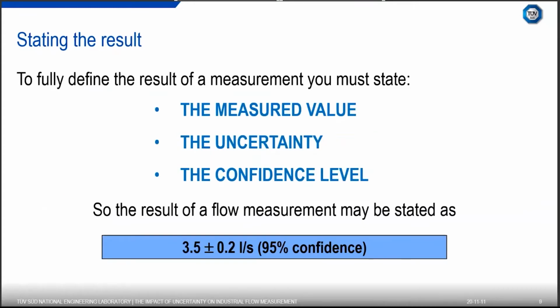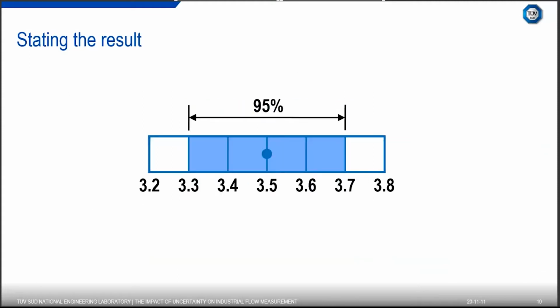So when you state a result from a measurement, what should you define? You need to define three things. You need to define the measured value, so that's what's read out. The uncertainty associated with that measured value, which you calculate, and the associated confidence level that the measured value will lie within. So as it says here, the result of a flow measurement may be stated as 3.5 plus or minus 0.2 litres per second at a 95% confidence. So what does this mean in reality? It basically means we're 95% confident that the true value will lie somewhere between 3.3 and 3.7.